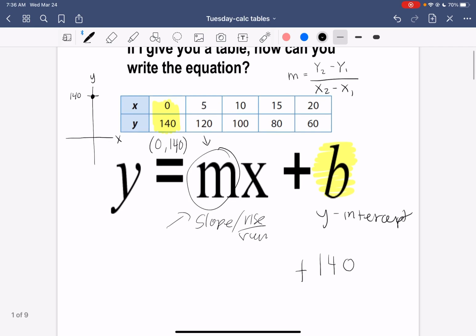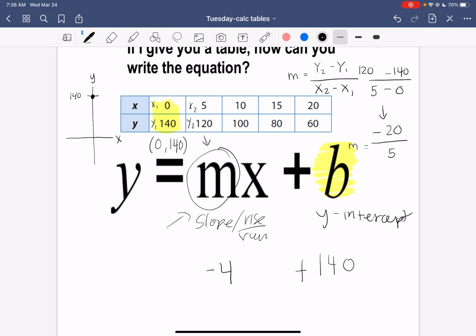I'm going to make this x1, y1, x2, y2, and then plug those numbers into the formula I'm drawing. So y2 is 120 minus y1 is 140, over x2 is 5 minus x1 is 0. I'll simplify just below it. 120 minus 140 is negative 20, over 5 minus 0, which is 5. Negative 20 divided by 5 gives me a negative 4, and that's going to be substituted in for my m.